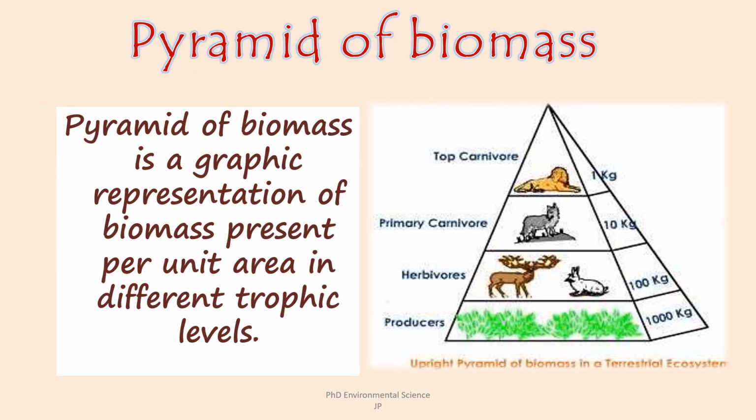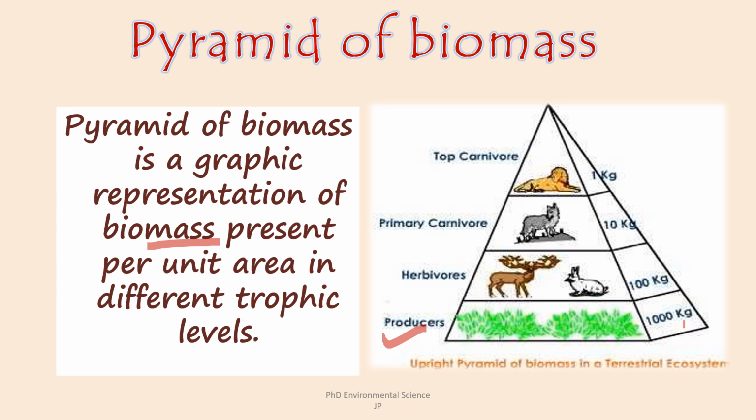Pyramid of biomass. It is a graphical representation that shows the total biomass, that is, the mass of living or organic matter present at each trophic level in an ecosystem per unit area. This is the pyramid of biomass for the terrestrial ecosystem. You can see at the base are the producers. The largest section at the bottom represents the producers. The biomass is 1000 kg.